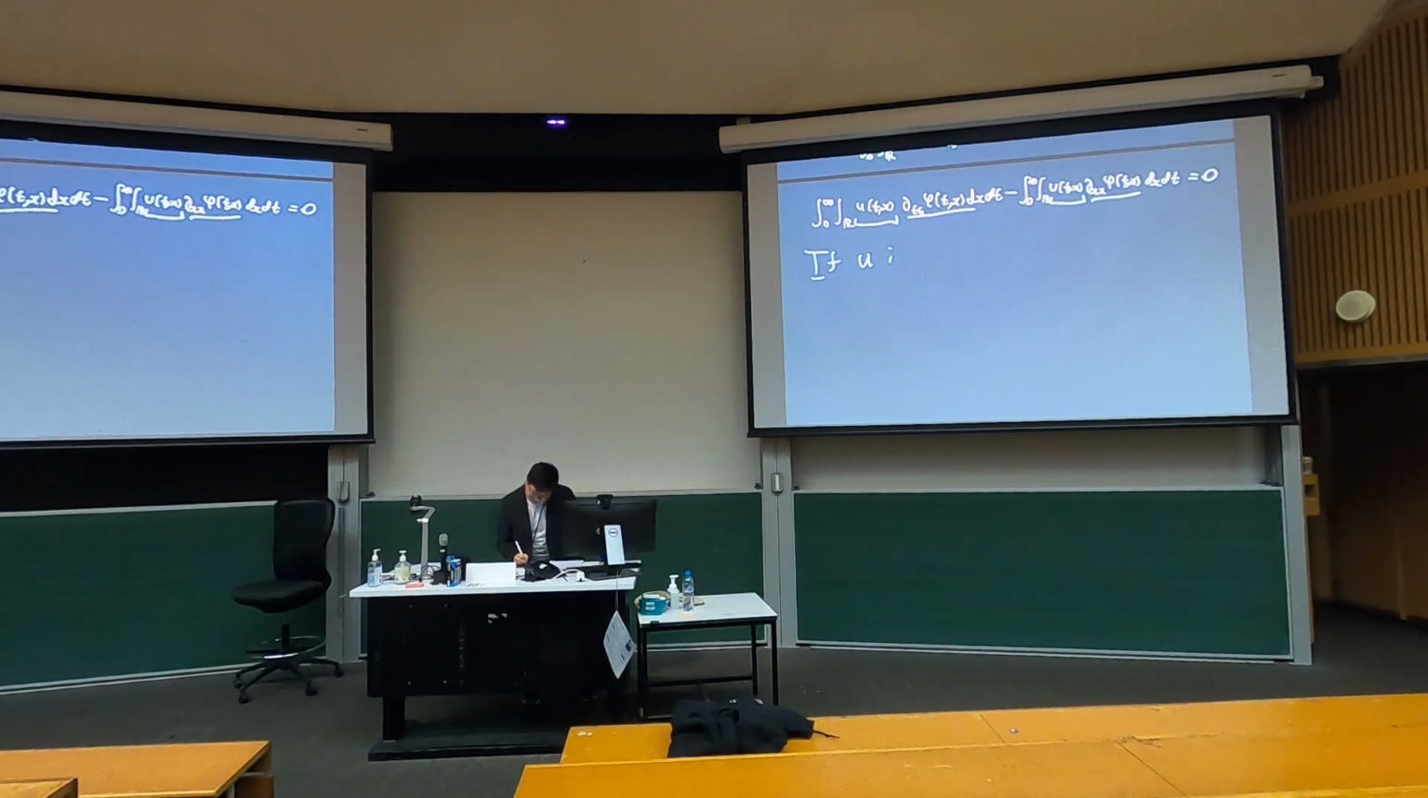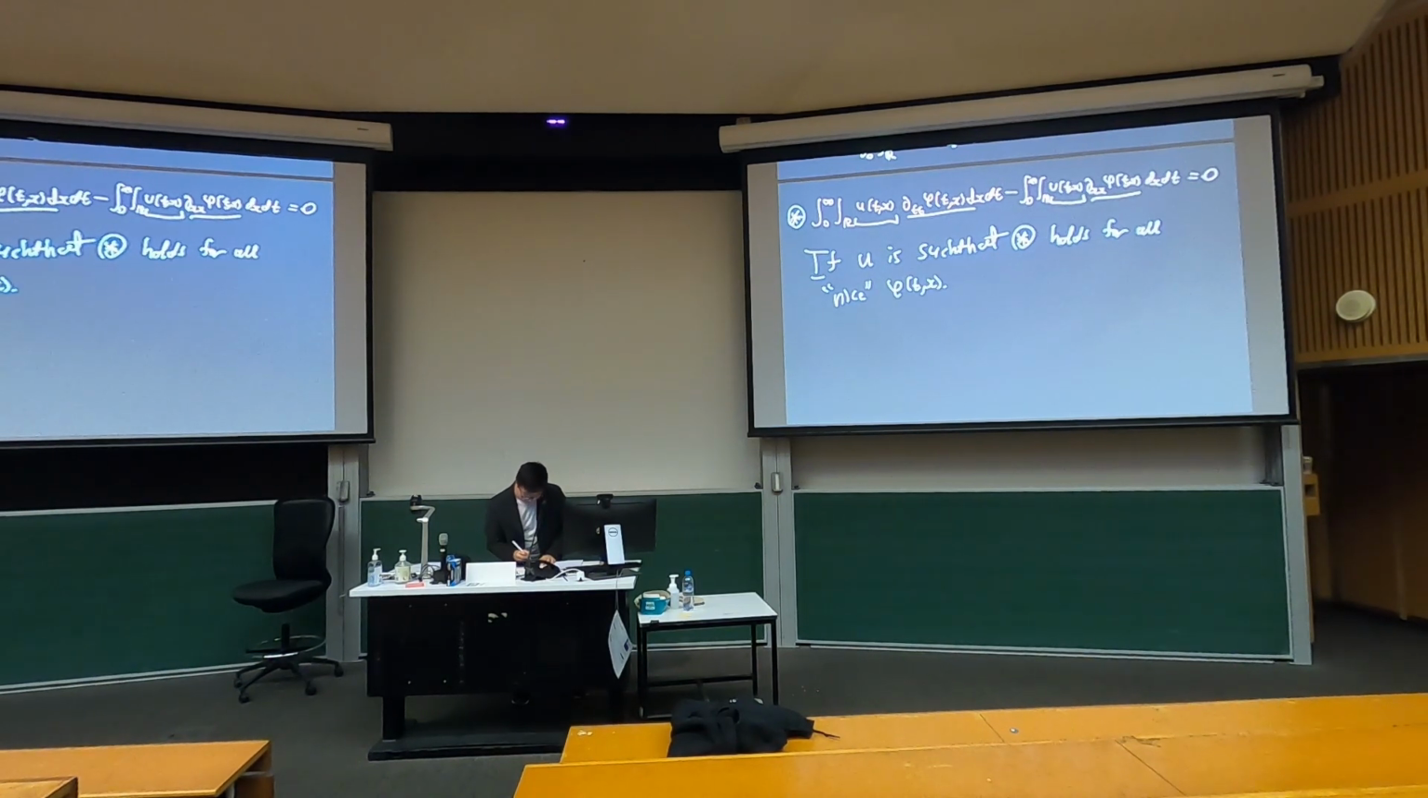If u is such that this equation, which I have marked with an asterisk, holds for all nice possible functions phi, then u is a weak solution to the wave equation. Awesome. So what has actually gone on?